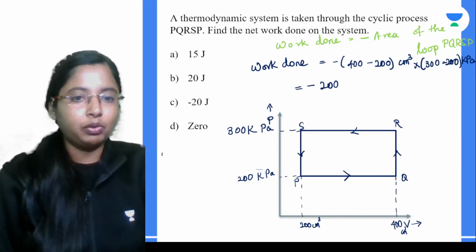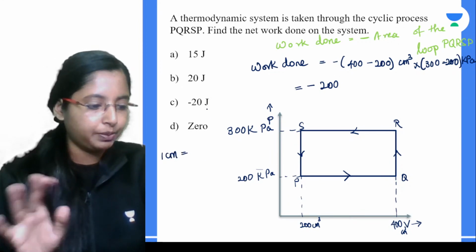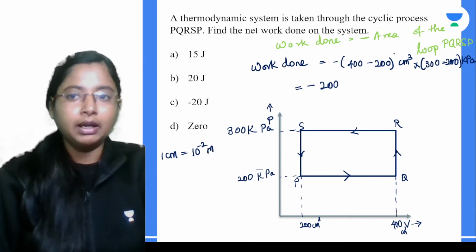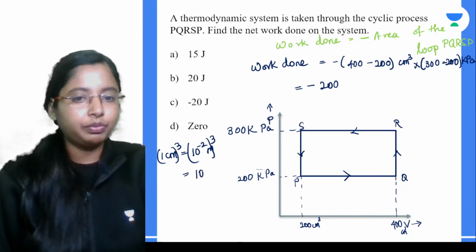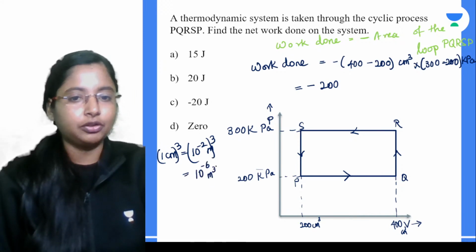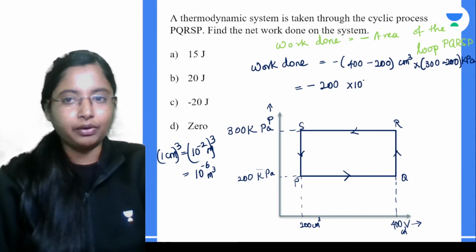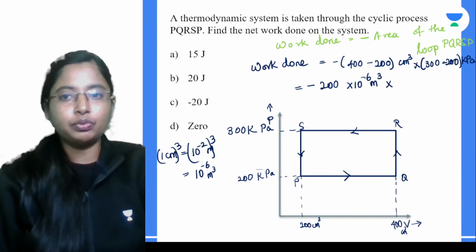Into, very simple, what is 1 centimeter? 1 centimeter in terms of meters, because we want to express this in terms of joules. 1 centimeter to meter is 10 to the power of minus 2 meters. We have centimeter cube, so this whole cube. So 1 centimeter cube is 10 to the power of minus 6 meter cube. So this is 400 minus 200, that is 200 into 10 to the power of minus 6 meter cube. This is one term we have.